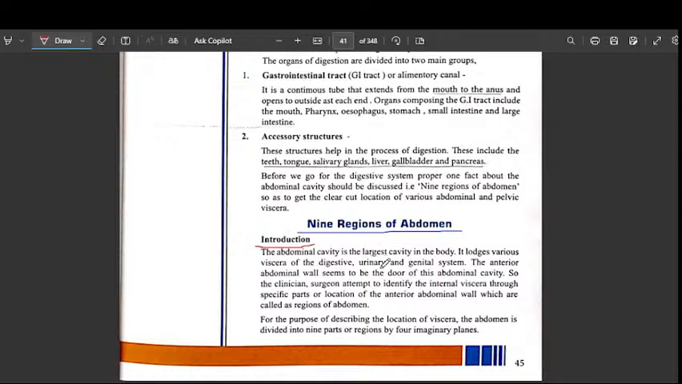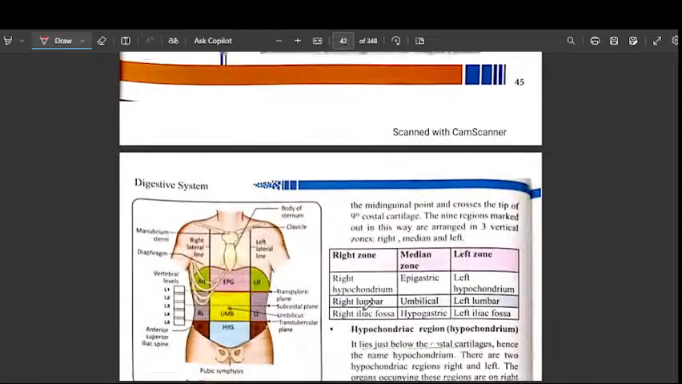Introduction. The abdominal cavity is the largest cavity in the body, so obvious. It lodges various viscera of the digestive, urinary and genital system. Means it contains various organ systems, that is digestive system, urinary system and genital system. The anterior abdominal wall seems to be the door of the abdominal cavity. So the clinician or surgeon attempts to identify the internal viscera through specific parts or locations of the anterior abdominal wall, which are called regions of abdomen.